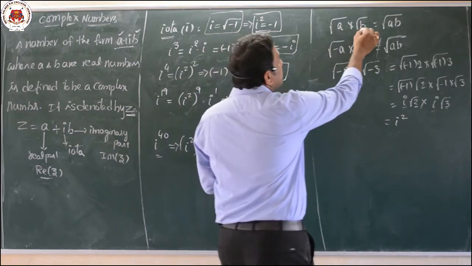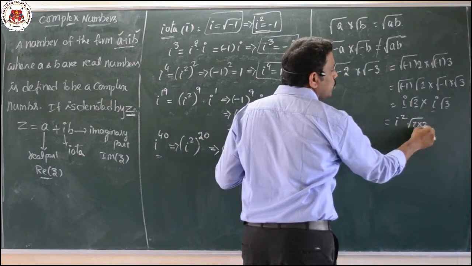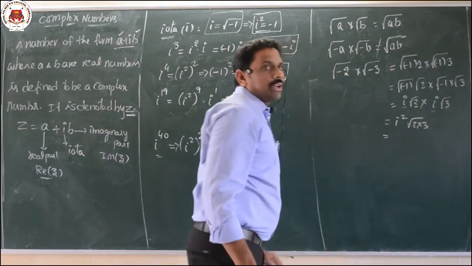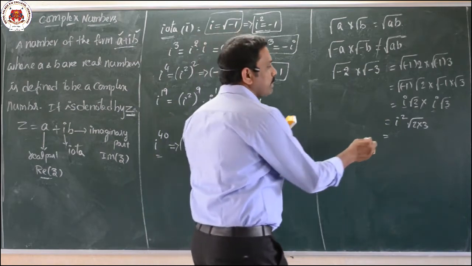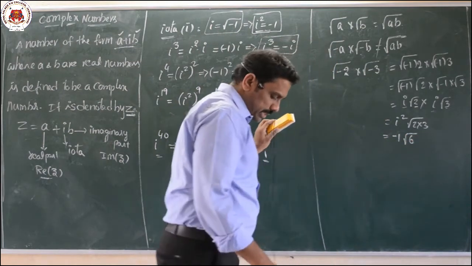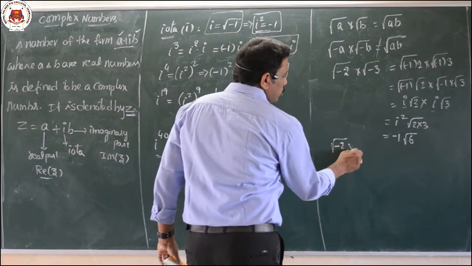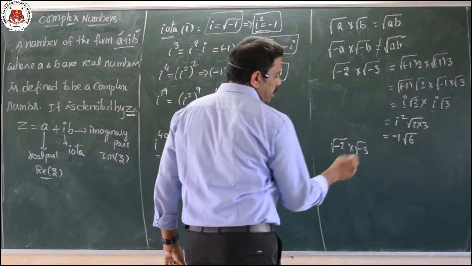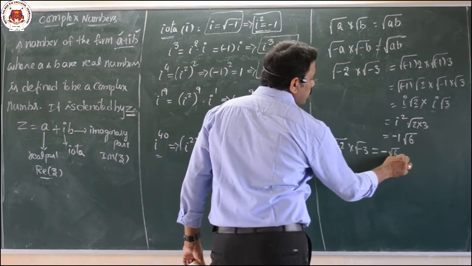Here I said root A into root B is root of AB. You can write square root of 2 into 3. Now, what is I square value? I square value is minus 1. So, you put that minus 1, so minus 1 into square root of 6. That means, my dear children, finally, the answer is square root of minus 2 into square root of minus 3 value is minus square root of 6.